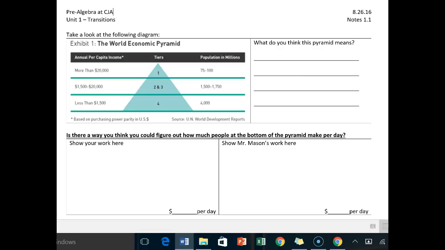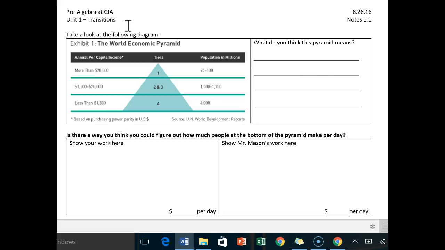Hey there, math scholars. So today we're going to start Unit 1, and Unit 1 is entitled Transitions. And Transitions is all about getting our math brains back in gear from summer, learning how to do some basic operations with decimals, fractions, percents, all that stuff. But in addition to that, I also want us to focus on a theme.